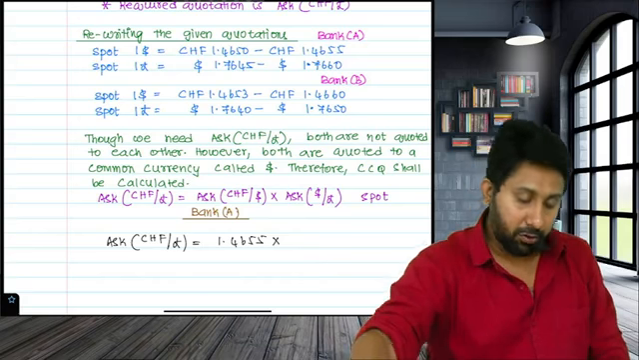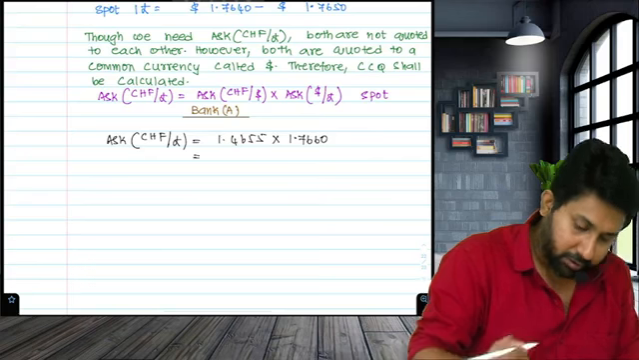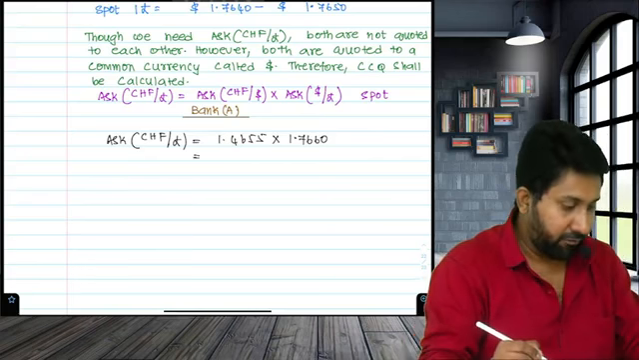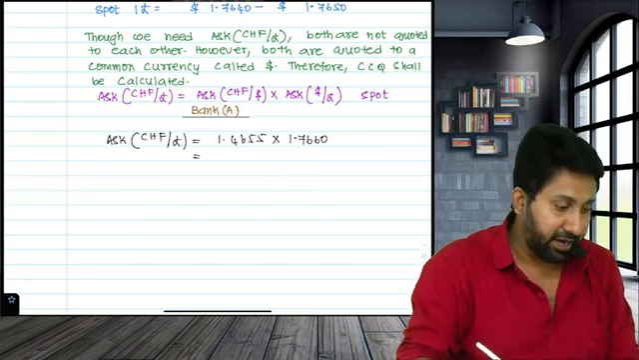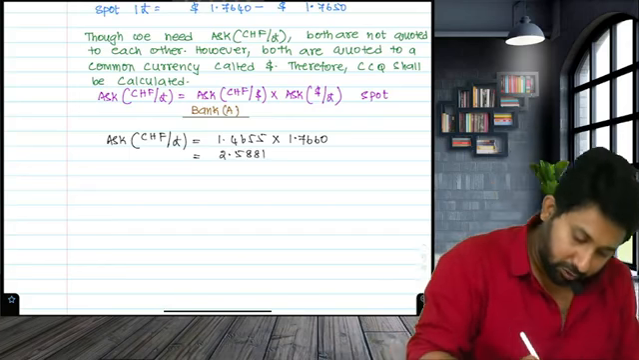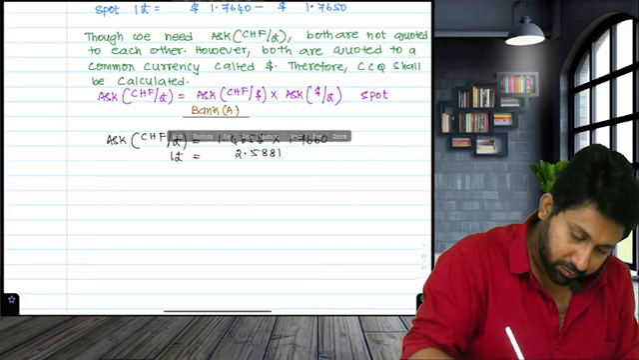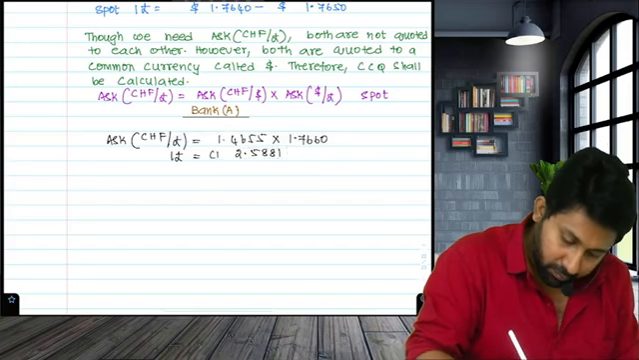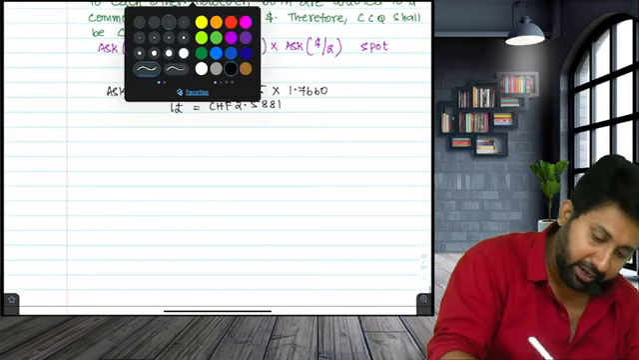See the question, quotation is given in dollar by pound format. Yes, directly multiply ask of dollar by pound, 1.7660. 1.4655 into 1.7660 is 2.5881. So 1 pound equal to CHF 1.25881 we need to spend. If it is which bank? Bank A.